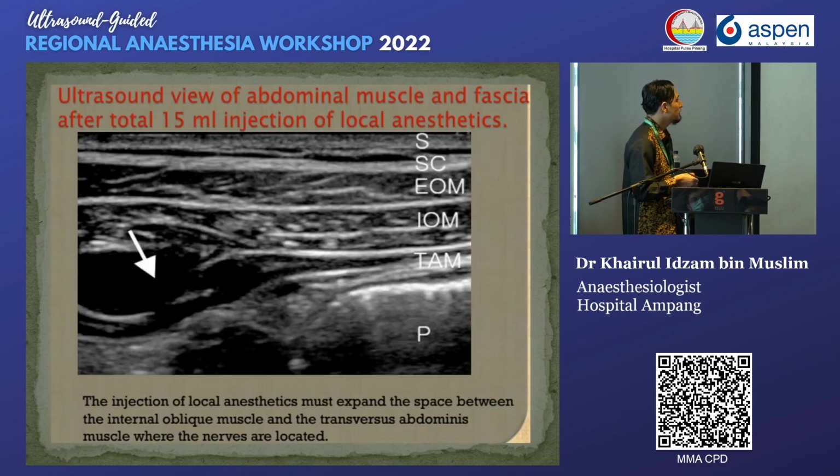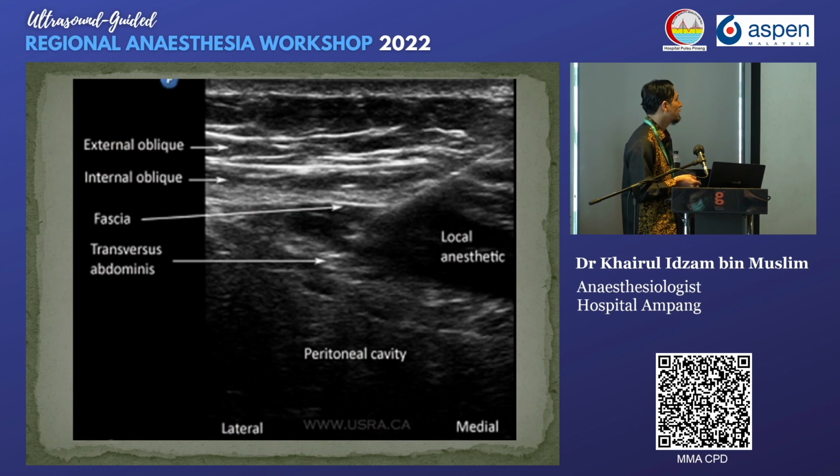We can see the spread of our LA if we are in the right plane. We can see the unzipping of the fascia between the internal oblique and transversus abdominis. Once again, this is the tip of our needle between the internal oblique and transversus abdominis, so we can see the spread of our local anesthetic.